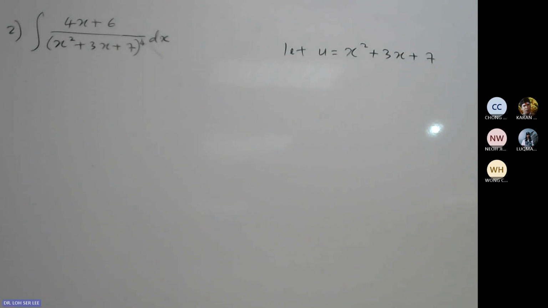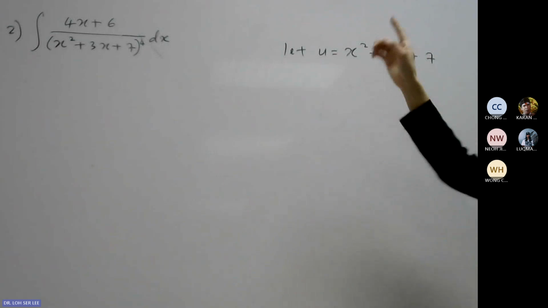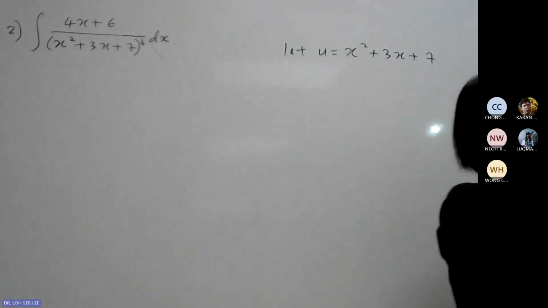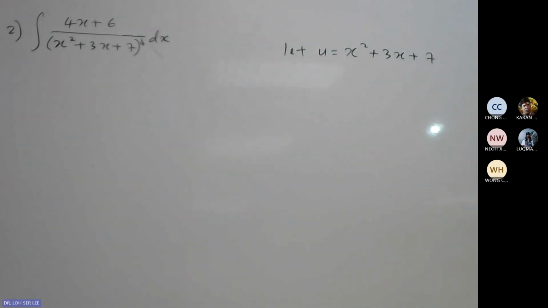And remember, for integration by substitution, after the change from x into u, it must be in a simpler form. Why do we use integration by substitution? Because after we change into u, the integral is simpler than the original one. If after changing from x into u, you found that your integral is much more complicated compared to the original one, it's pointless to use the substitution.